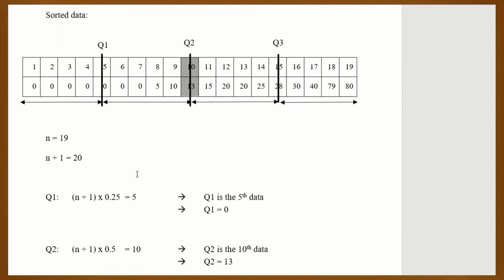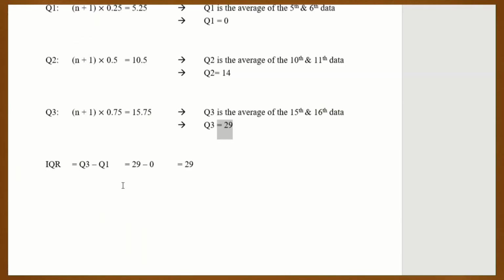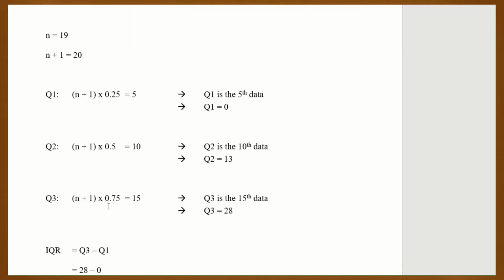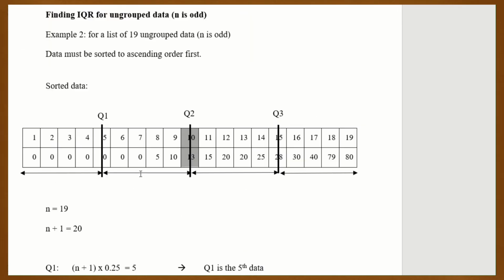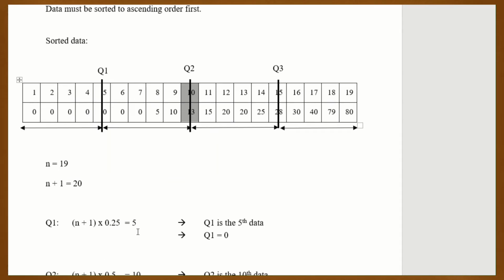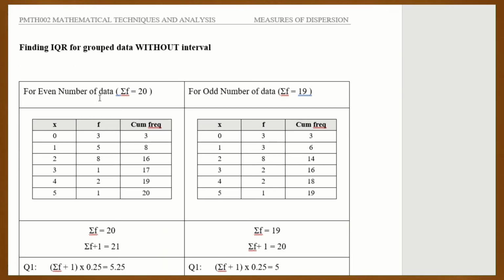Alright, so whether it's odd number of data or even number of data, the way we are going to do it is the same. It's always N plus 1. Then you take that times 0.25 or 0.75. It's just that sometimes you get a whole number, sometimes you don't. If it's not a whole number, you take the two values. Like if it's 5.25, you take between the 5th and the 6th data. If it's exactly 5, take the 5th data. If decimal, you take 2 values and you add up.